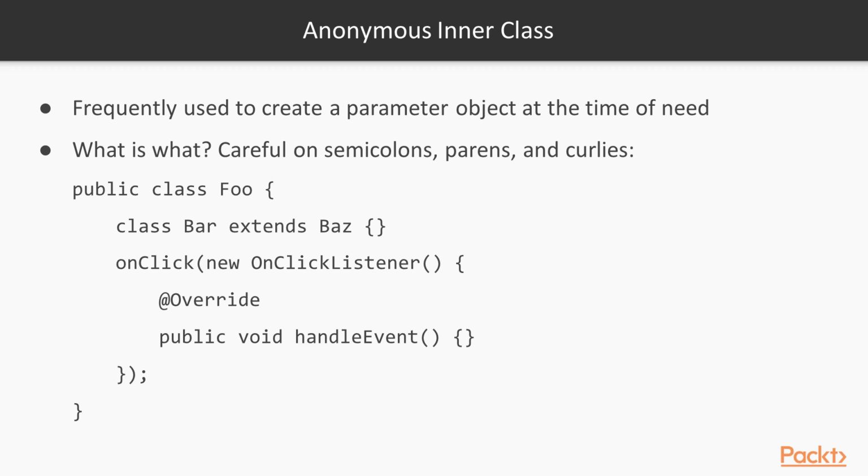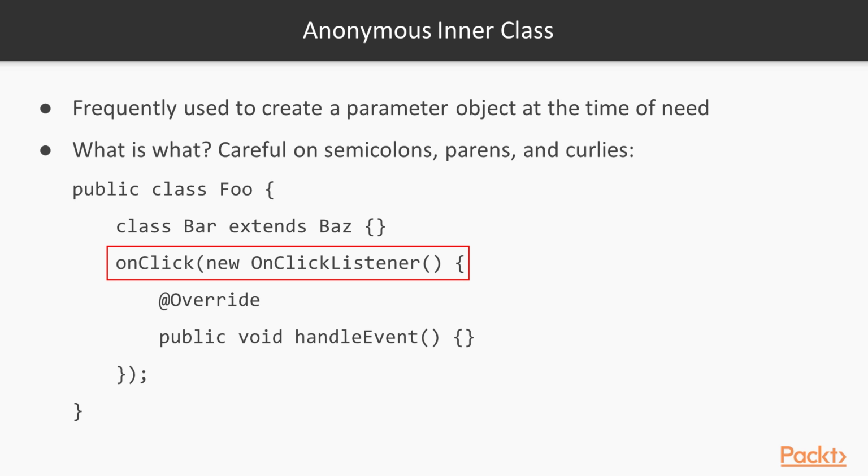Now, an anonymous inner class is when we define a class at the same time we are instantiating an object out of that class, and it's a little bit tricky. It's frequently used if we need to create an object and immediately pass it to a method call like we have here. So here I have an onClick method, and inside of this I'm declaring an anonymous inner class.